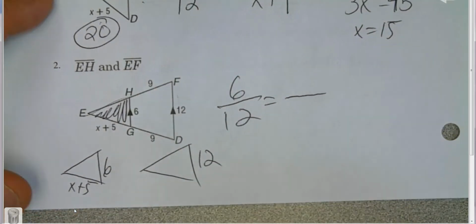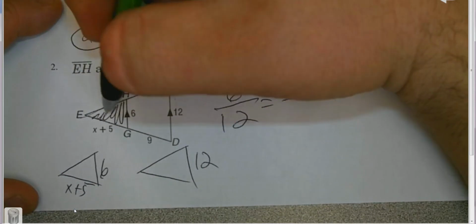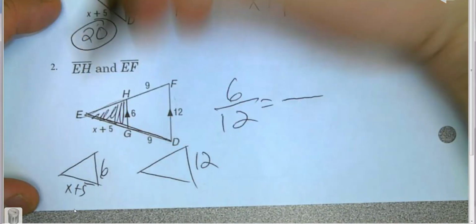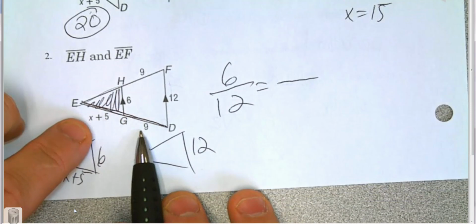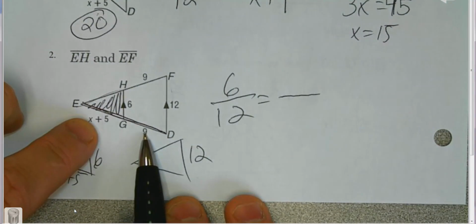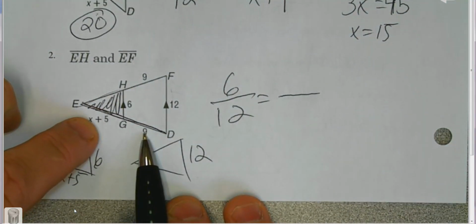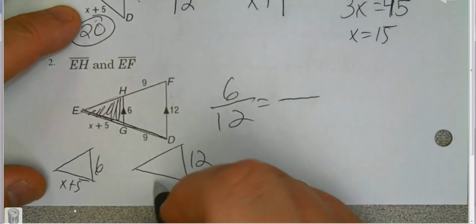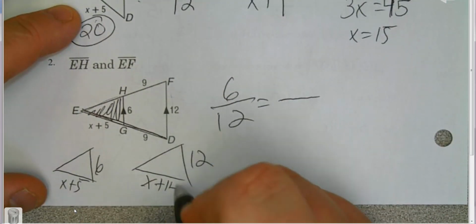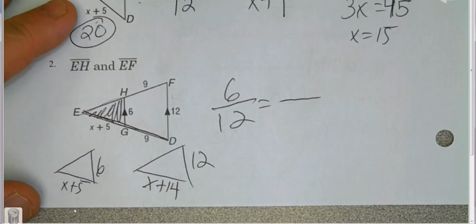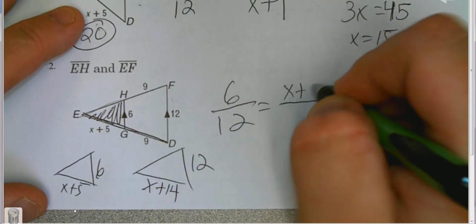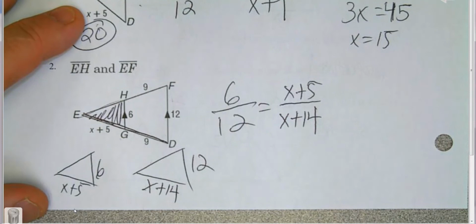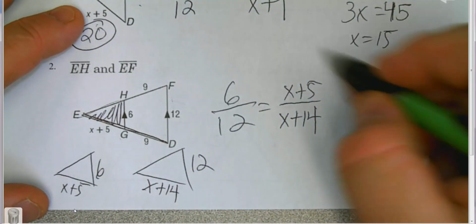Here's where the mistake is made. The big side is this whole length over here. So what do I do to these two things in order to show how much the length is? I add them together. And so x plus 5 plus 9 is x plus 14. And so again, I can do x plus 5 over x plus 14. We cross multiply.